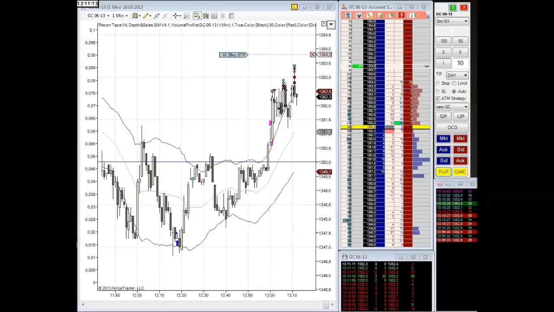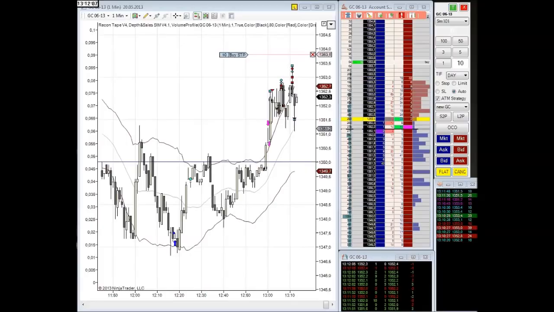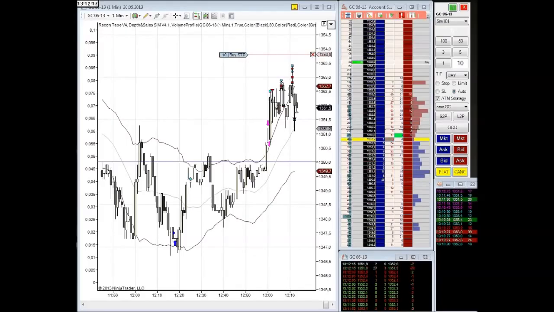So it means this level is very important. But then we want to see, as we get closer and closer, more buy orders, and we want to see more imbalance. We want to see more, in this case, offers than the bids on our ladder, on our time and sales. But let's see how it will develop as we get closer to our level.